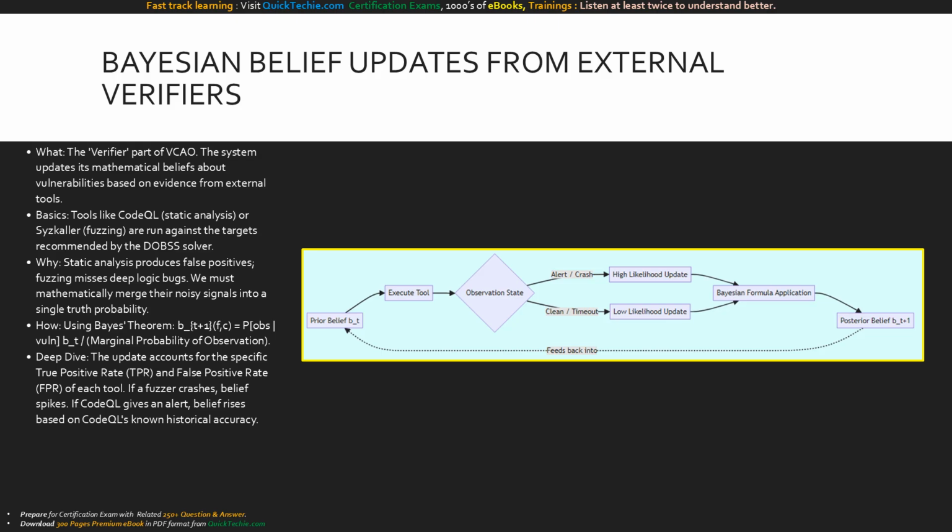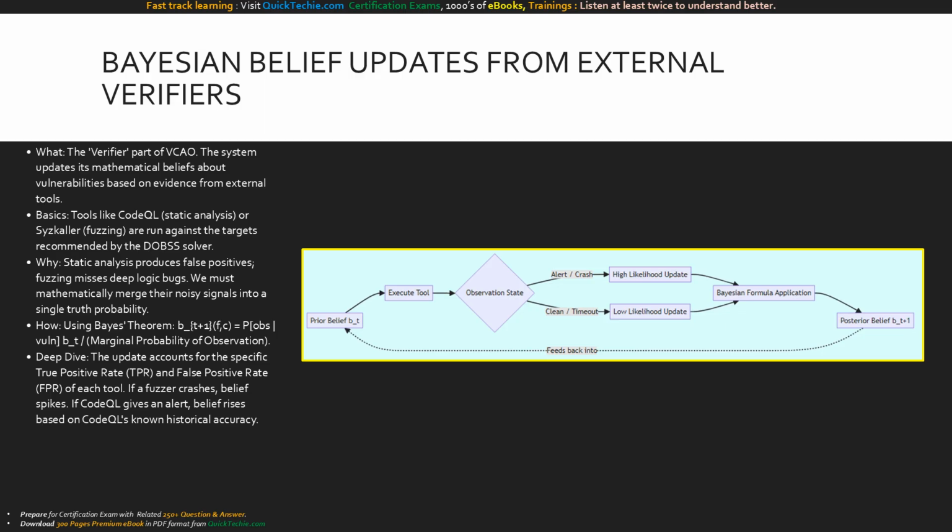When a tool finishes, it returns an observation: an alert, a crash, or clean execution. We calculate the new belief state, BT plus 1, by taking our prior belief, BT, and multiplying it by the conditional probability of the observation given a true vulnerability. The deep dive is that VCAO knows the specific true positive and false positive rates of every tool. If a fuzzer generates a crash, the mathematical belief of a severe vulnerability spikes instantly. If CodeQL generates a warning, the belief rises proportionally to CodeQL's historical accuracy. The game board is dynamically redrawn.